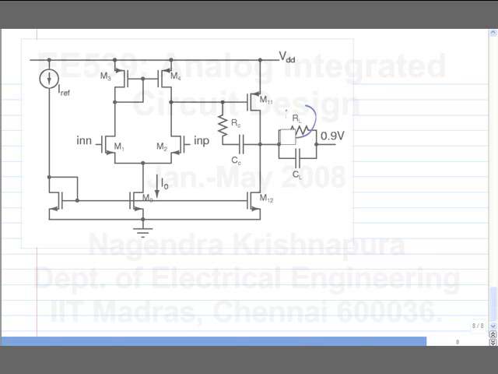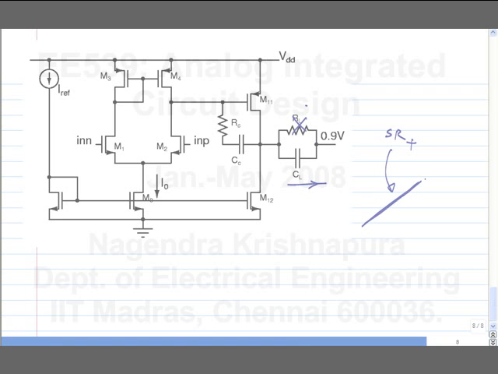Let's say the output is ramping up at a certain rate. We'll work backwards from there. We'll assume that the output is ramping up at a certain rate and see whether it's possible or not. The output is ramping up at the slew rate, at slew rate plus. So what will be the current flowing here? What is the current? It's a linear ramp. Slew rate times CL. That's all.